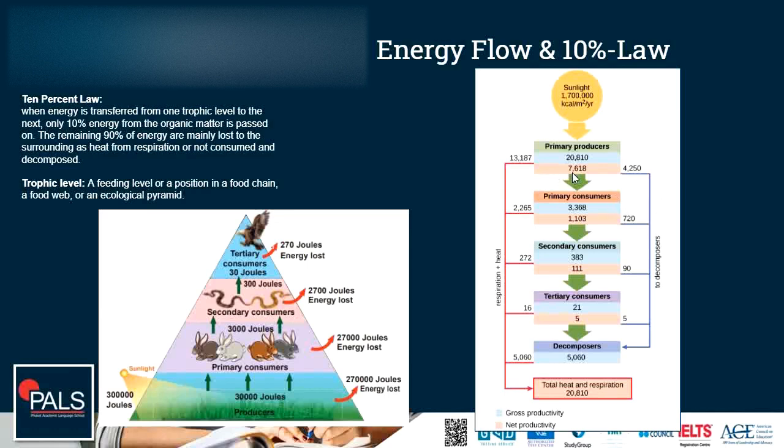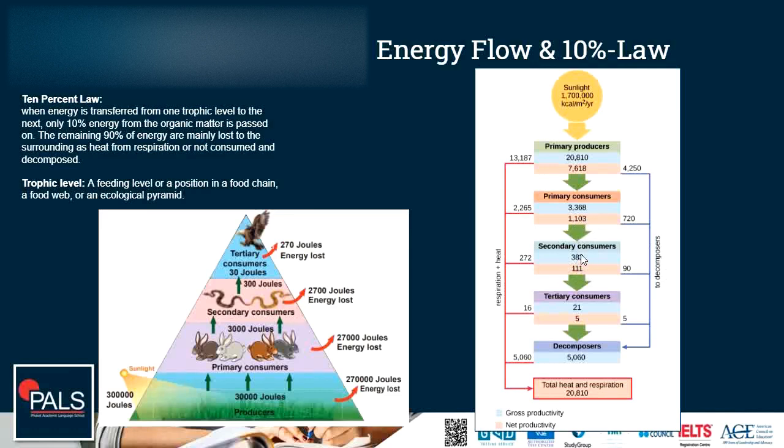Of the amount that is available, not all is consumed by the consumers, so 4,000 of the 7,000 go to the decomposers, and only 3,300 are passed on to the primary consumers, which is in this case about 15%. Then of these 3,000, again, 2,000 are lost due to heat from respiration to the surrounding. Only 1,100 is available to the secondary consumers, of which 700 are not consumed and decomposed, and only 383. So here we are closer to 10% now.